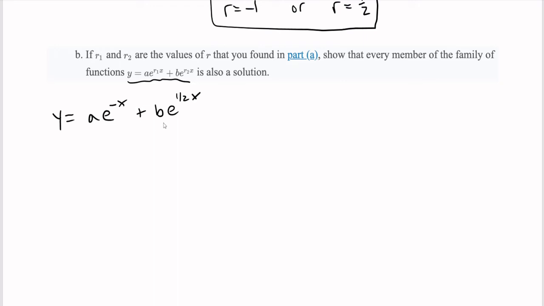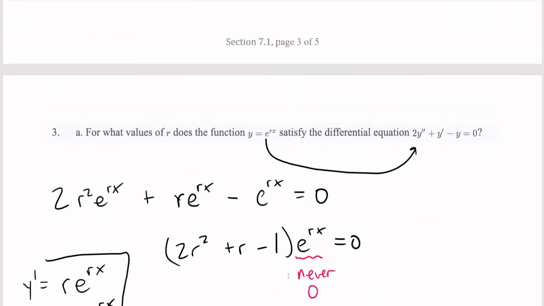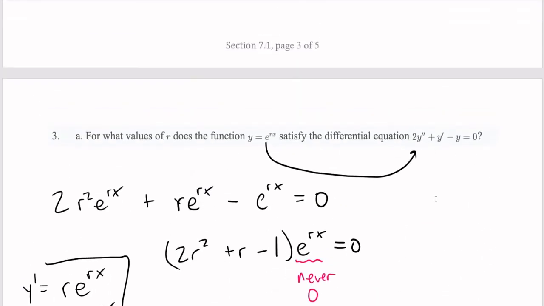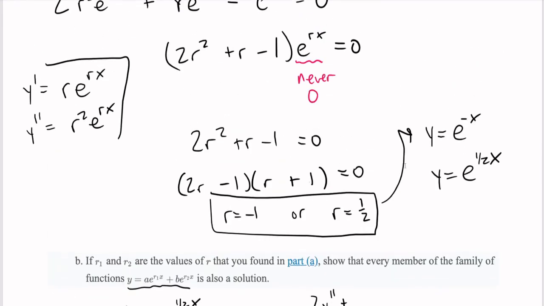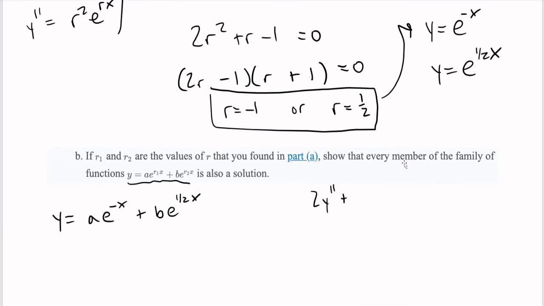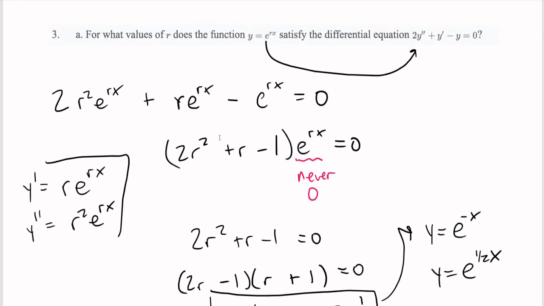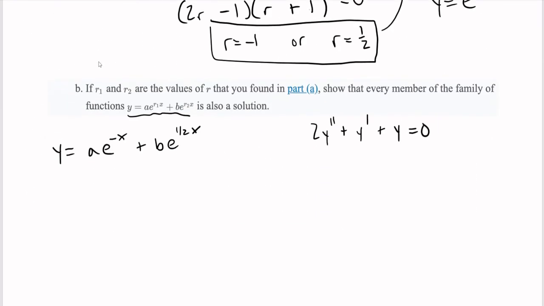So watch this. Crazy, I know. So we're going to take this 2y double prime, plus y prime, plus, or I think that's a minus, equals 0. Did I mess that one up? Minus y. Whoopsie. So that's our differential equation. So we want to show that this is a solution. Okay. What do we do? Well, we've got to plug it in.